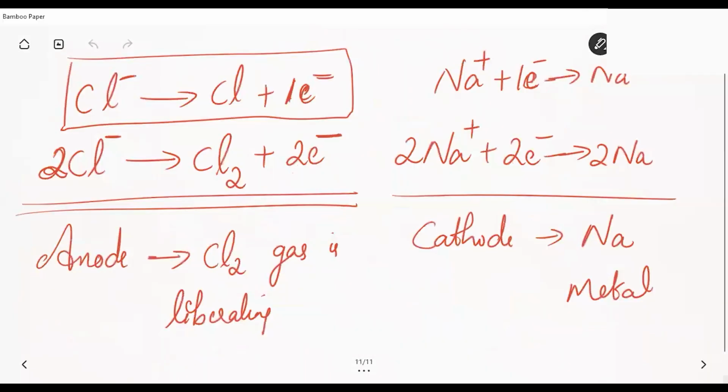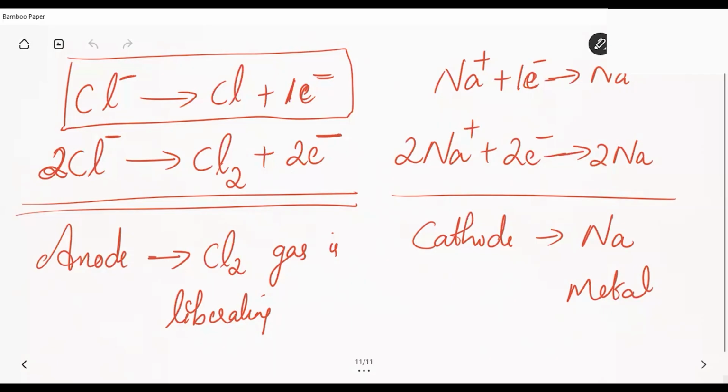So basically, after the electrolysis of molten sodium chloride, chlorine gas, that is chlorine bubbles, will be produced at the anode and sodium metal will be deposited at the cathode.